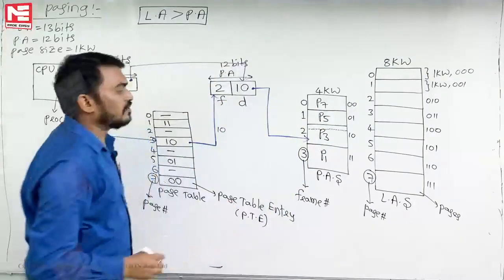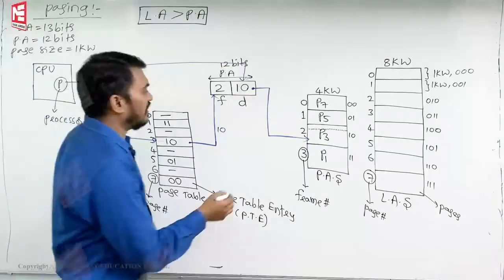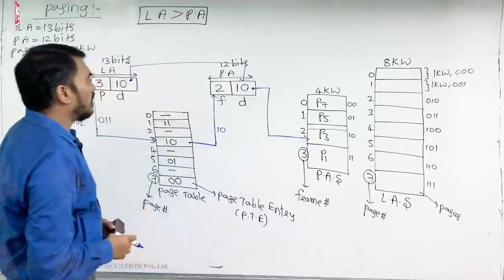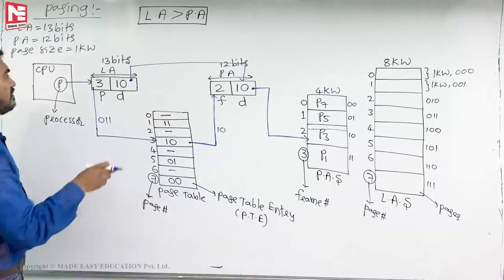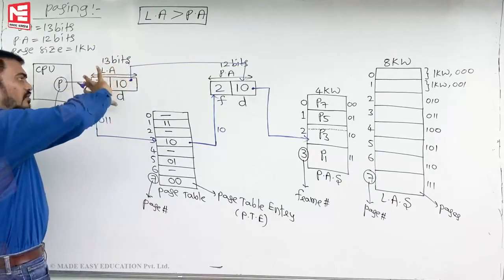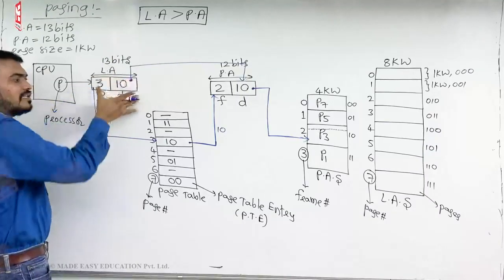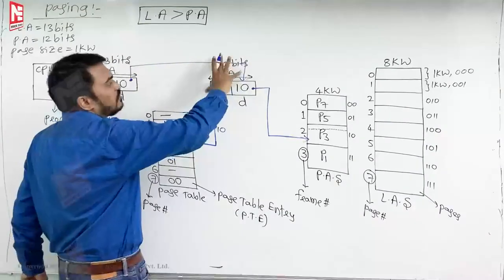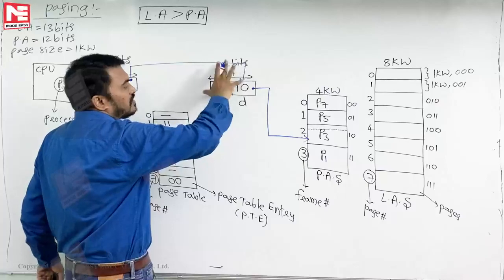Okay, so this is how the paging will be implemented. Is that clear? Now you need to understand here. Look at here, it does know the 13 bits of logical address. So 13 bits of logical address is getting mapped to 12 bits of physical address.